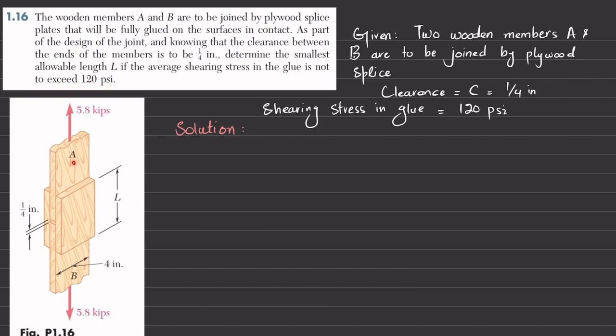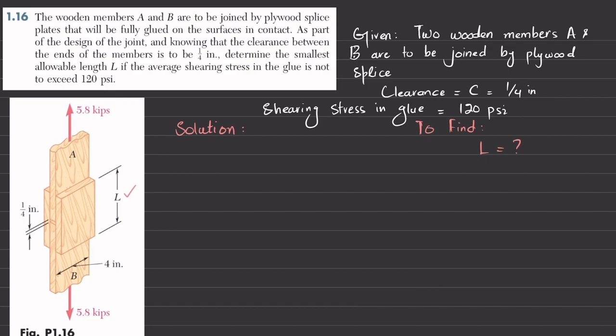So you can see this is wood A and this is wood B that is glued together with these plywoods. The gap or clearance between A and B is 1 over 4 inch, and allowable shearing stress in the glue is 120 psi. So you have to find the allowable length L. So we have to find this L length.